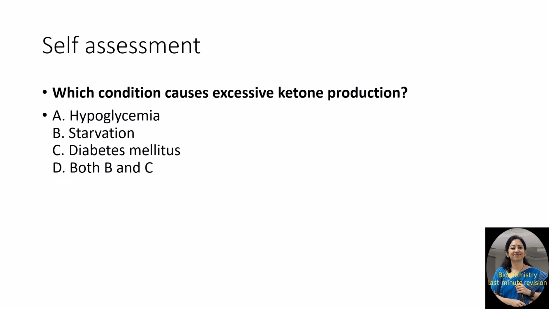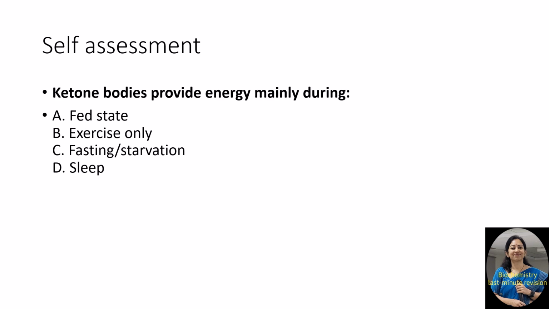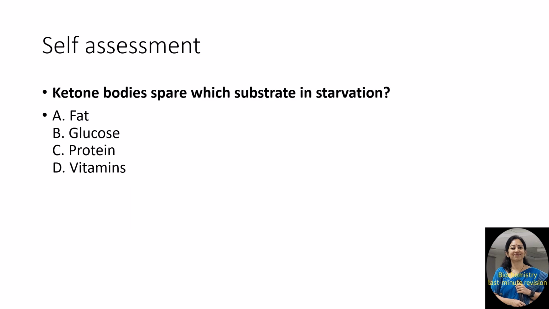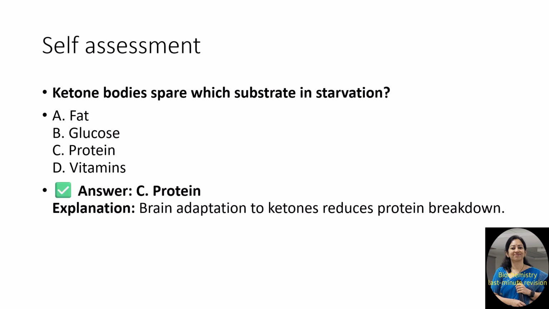Which condition causes excessive ketone body production? It is both starvation and uncontrolled diabetes mellitus, or when patients are not taking anti-diabetic drugs properly, they tend to develop diabetic ketosis. Ketone bodies provide energy mainly during fasting and starvation. Usually proteins are spared in starvation because the brain adapts to ketone bodies and reduces protein breakdown.